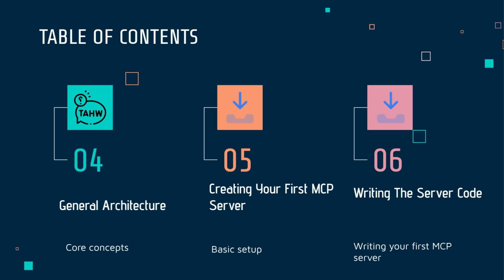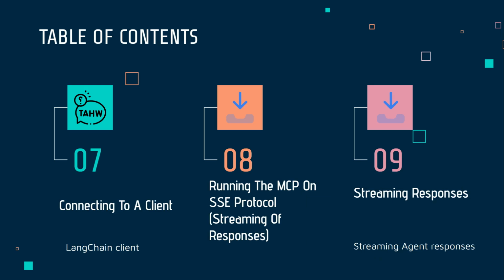So let's go ahead and learn how to write our own simple MCP server in Python. You can also do it in JavaScript, I believe. We're also going to build a LangChain agent that's going to be connecting to our MCP server, and you're going to do things like streaming and see how all that works.